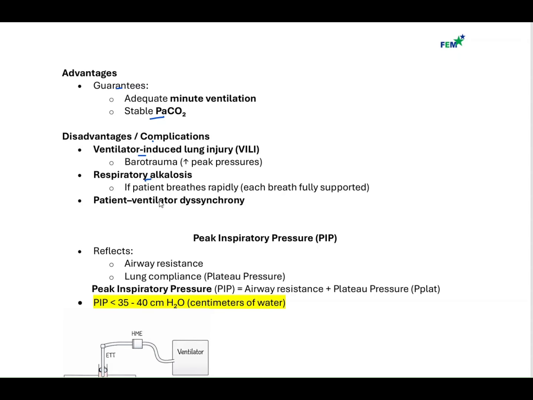And if the patient is very interactive with the vent, in other words, in addition to your set rate, if the patient is also breathing rapidly, if they're having tachypnea, the patient could also be triggering the vent. And as we mentioned in the past, every breath triggered by the patient is going to get a full tidal volume. So that could lead to respiratory alkalosis. The patient breathes rapidly and each breath is fully what? Supported. And of course, patient-ventilator dyssynchrony is also a problem. Some of this could be overcome by putting the patient on sedation. By having sedation on board, that could overcome some of the ventilator dyssynchrony and the respiratory alkalosis.